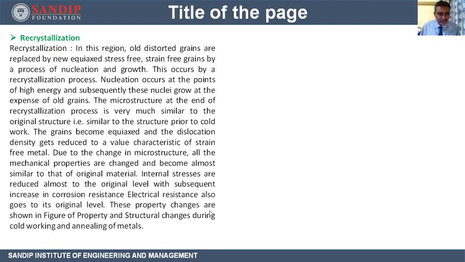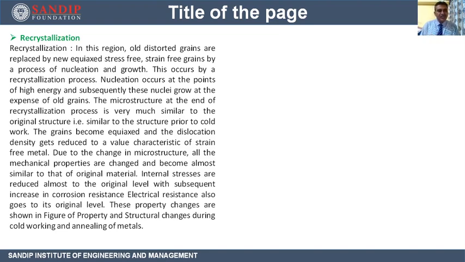Now coming to recrystallization. In recrystallization, in this region, old distorted grains are replaced by new equiaxed, stress-free, strain-free grains by the process of nucleation and growth. That also we have discussed when we discussed the graph. This occurs by the recrystallization process, as the name suggests. So nucleation occurs at points of high energy, and subsequently these nuclei grow at the expense of old grains. The microstructure at the end of the recrystallization process is much similar to the original structure, that is, similar to the structure prior to cold work.